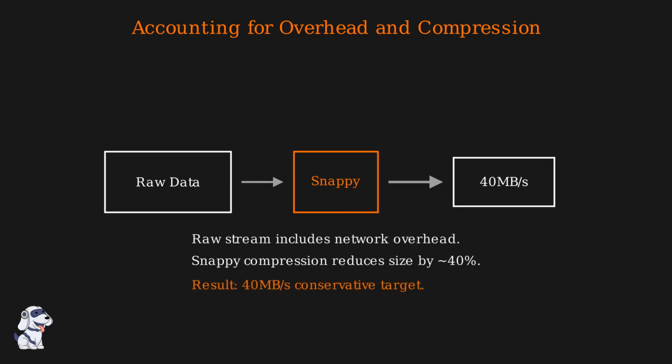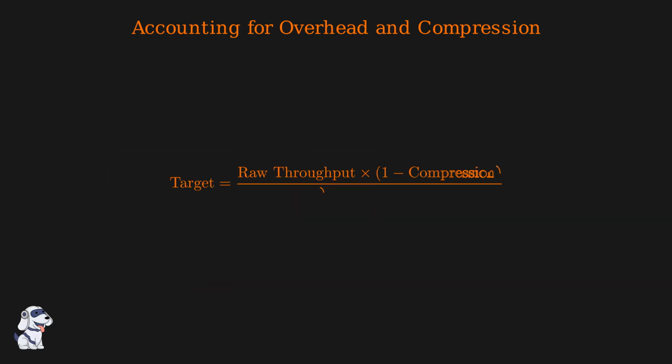We must account for network protocol overhead. Applying snappy compression typically yields a 40% reduction in payload size. This allows us to establish a conservative 40 megabytes per second target for our throughput baseline. By calculating the net throughput after compression and adding necessary buffer for protocol overhead, we arrive at our stable target of 40 megabytes per second.